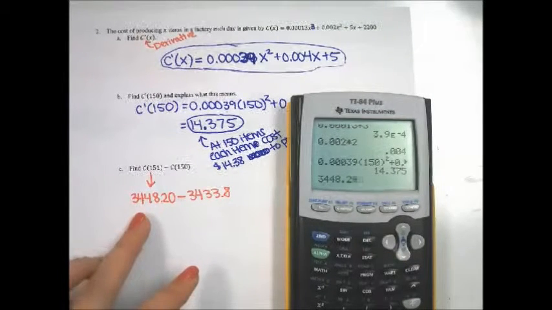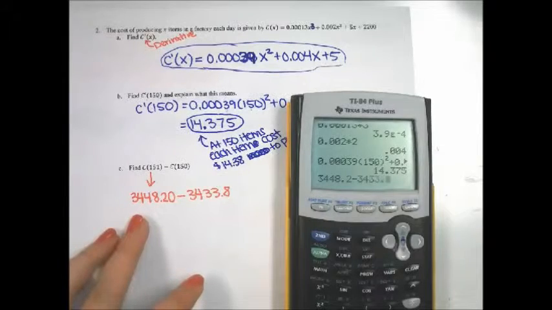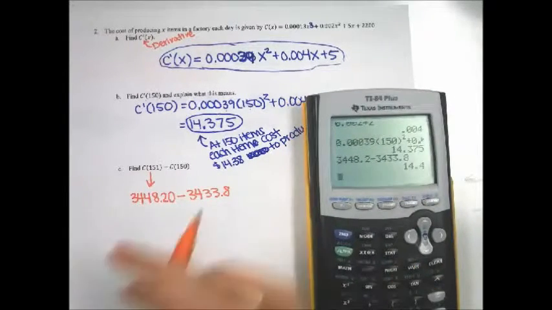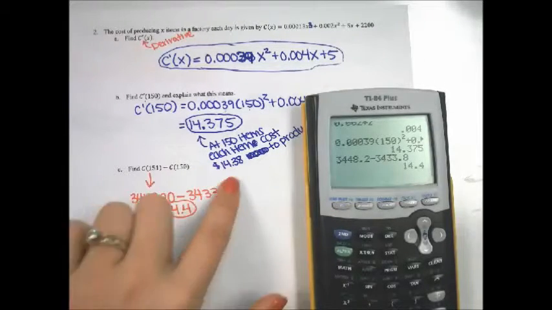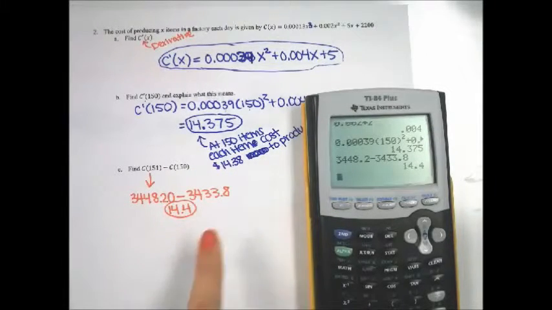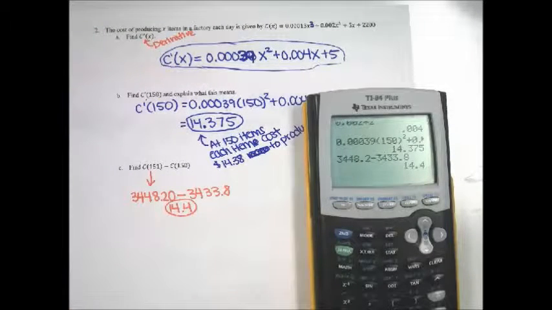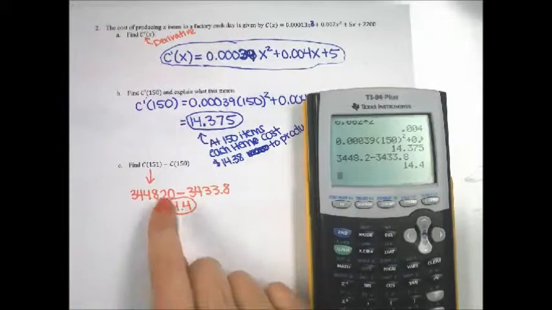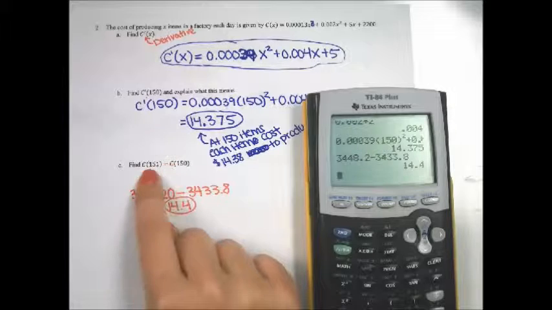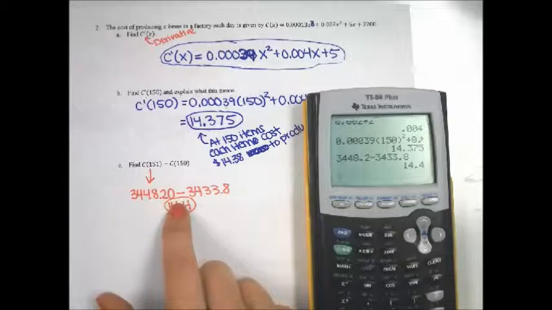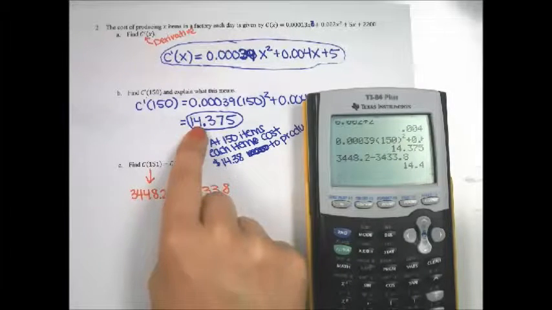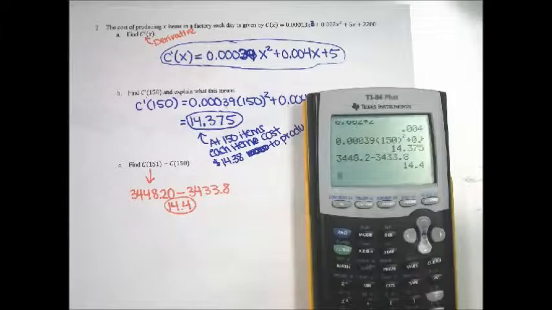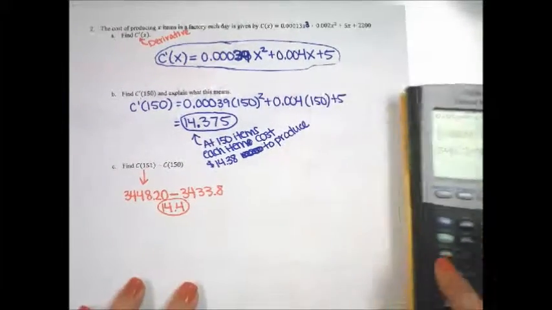3,448.2 minus 3,433.8 is $14.4. Notice how close that is to this. Okay, 14.4. So this is how much it costs to produce that single item. The 151st item cost this much to produce. This was saying at 150 items, that's the increase. That's how much it's costing per item as you go on. Okay, so those items should be similar.